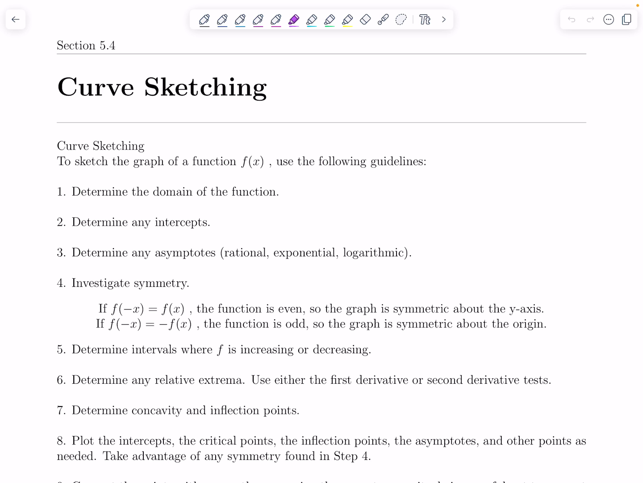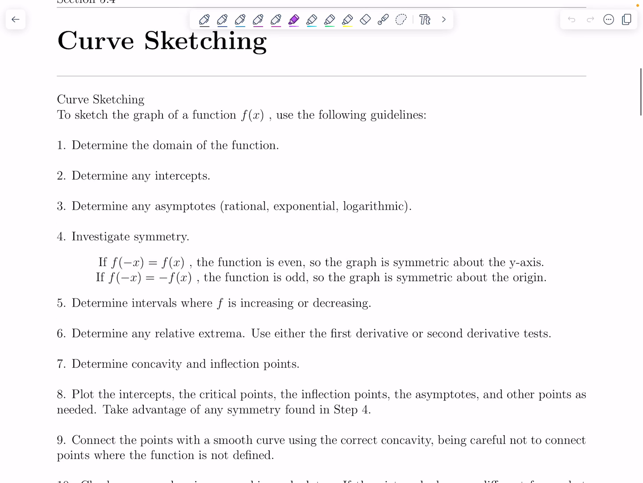So here are the steps that are typically included when you're asked to sketch a function's graph. And make note of this list. If your instructor wants you to add or take away any steps, then obviously do what they say, but this is pretty much run of the mill. So the first thing you want to do is determine the domain of the function, determine any intercepts, x and y intercepts. Determine if your function has any asymptotes.